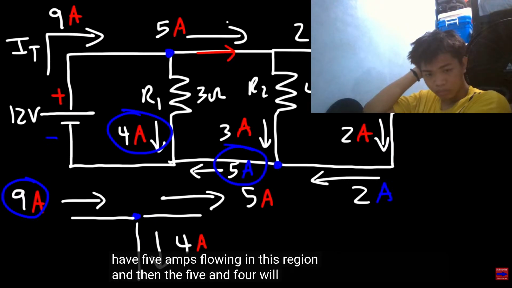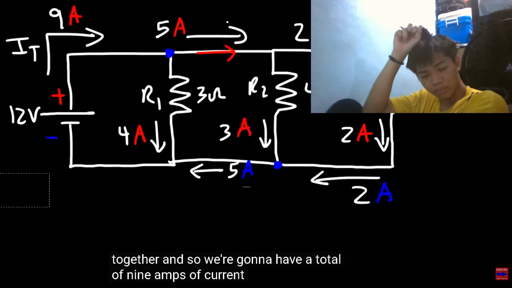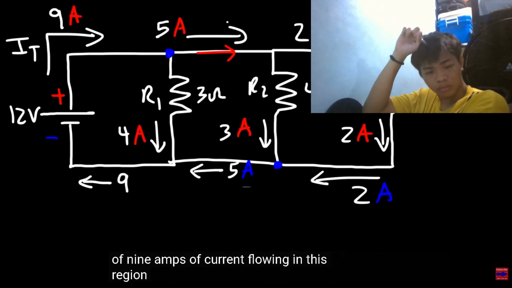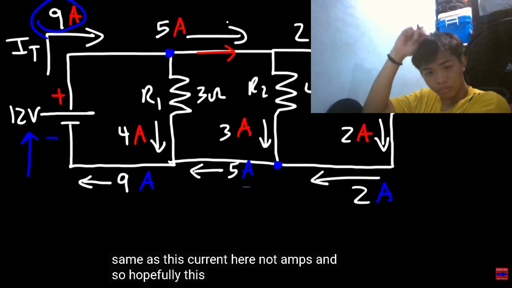And then the 5 and 4 will get together. And so we're going to have a total of 9 amps of current flowing in this region. And so as you can see, the current that's going this way is going to be the same as this current here, 9 amps. And so hopefully this all makes sense.